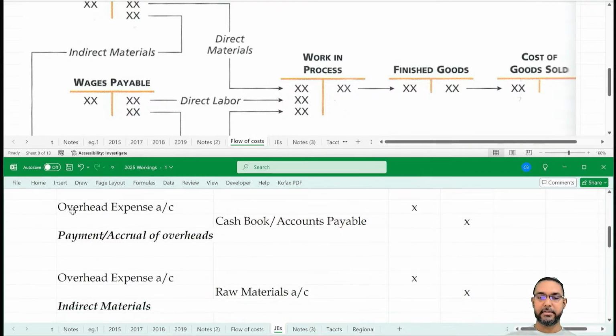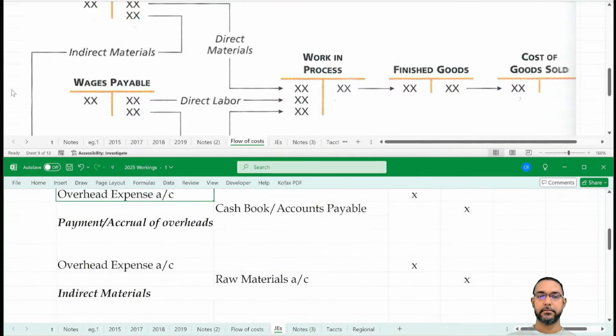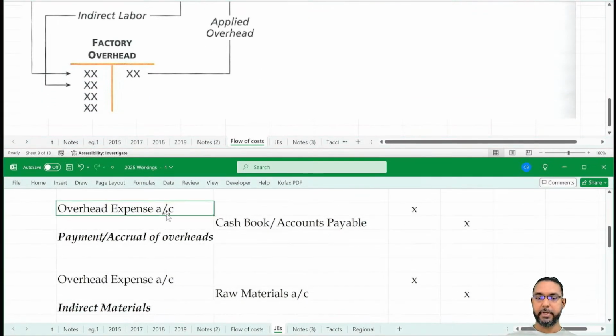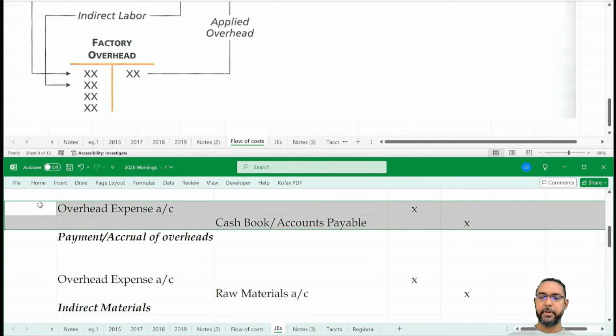Now your overheads. This one here refers to these two down here.